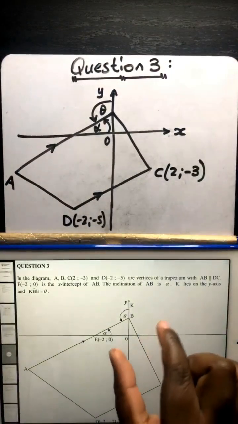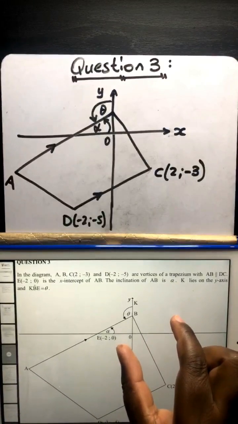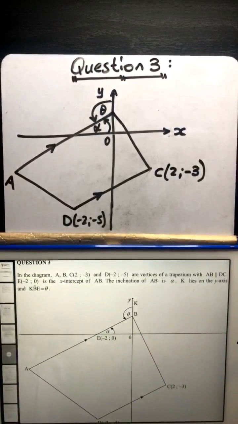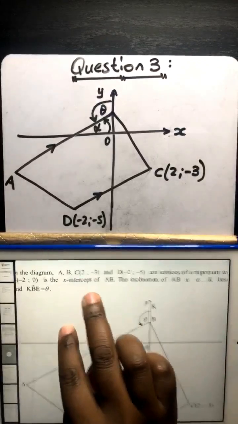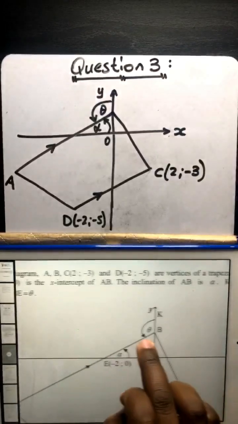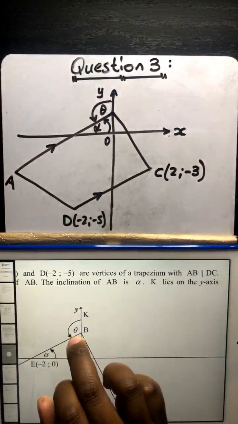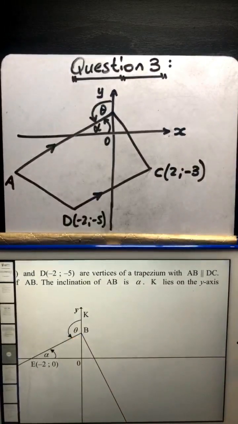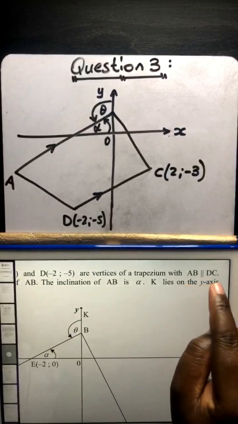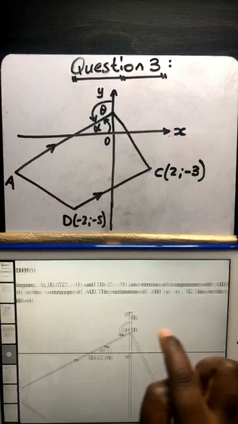Most importantly, this is what we are given under question number 3. They say in the diagram, A being a point, B being a point, C having the coordinates (2, -3), and D being (-2, -5) are vertices of a trapezium. Remember, the word vertices refers to the corners. So those are the corners of a trapezium with AB parallel to DC.